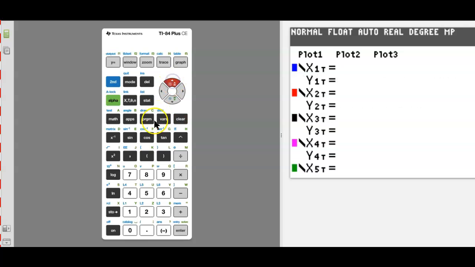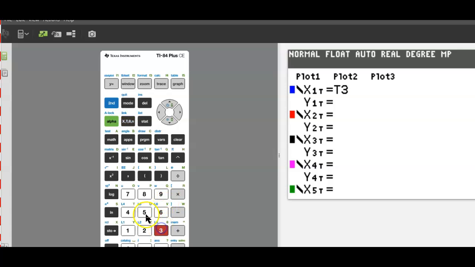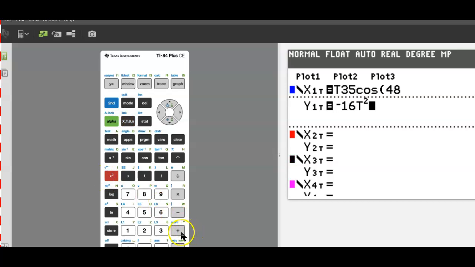All right, this video is getting long. I'm going to type as fast as I can here. I already forgot the numbers. Shoot. 35 cosine 48. And then this one is negative 16 t squared plus t times 35 sine of 48. It understands if you don't put the times in there, it knows to multiply, so that's not necessary. Plus 2 on the back.